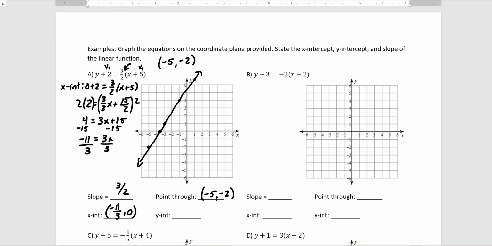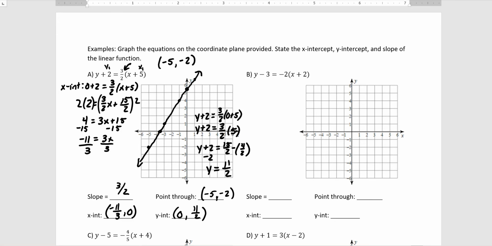So to find my y-intercept, I would say y plus 2 equals 3/2 of 0 plus 5. Alright, well 0 plus 5 is just 5, so I'll have y plus 2 equals 3/2 times 5. Let's see, 3/2 times 5 would be 15/2, so y plus 2 equals 15/2. When I subtract 2, that'd be subtracting 4 over 2, and I'll find that y equals 11/2 there. So that'd be the coordinate point 0, comma 11 over 2, which is 5.5, which if I look at my line, yeah, pretty close. Awesome.